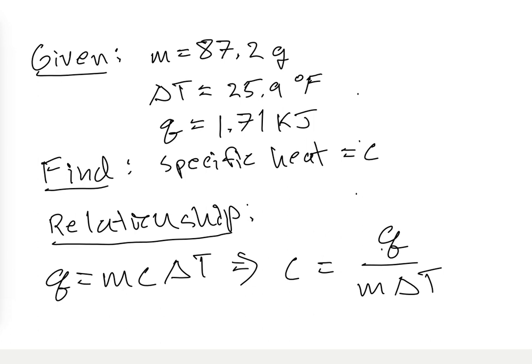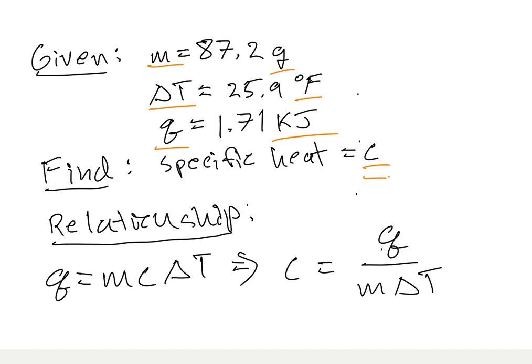So the first step then in this problem is to go ahead and run through all of the given data, which is of course our mass, the delta T and Q, and notice I'm being very careful to include the given units for each one of these quantities, and then write down what it is that we're expected to find. So in this case, our goal is to find that specific heat of the glove, the material that the glove is made out of, typically denoted by C.